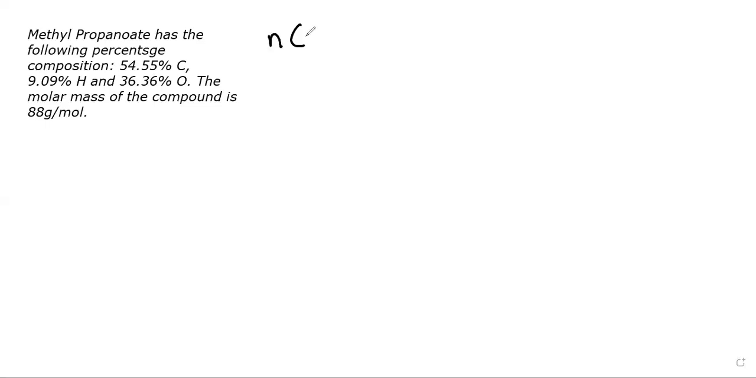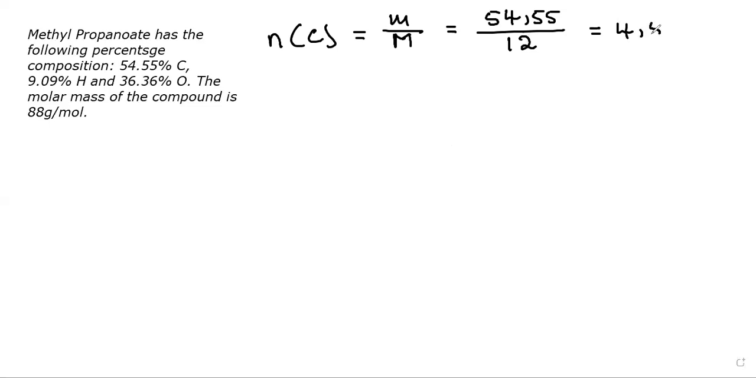So we start by calculating the number of moles of carbon. We understand that it's the mass divided by the molar mass. The mass of carbon we are given in this case is 54.55 grams, and this is divided by the molar mass of carbon, which is 12, straight from the periodic table. So how much does it give us if we press it into the calculator? It's just going to be 4.546, let's say to 3 decimal places, moles.